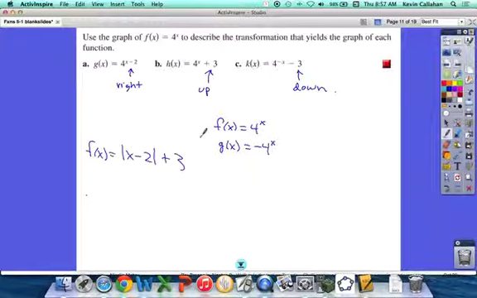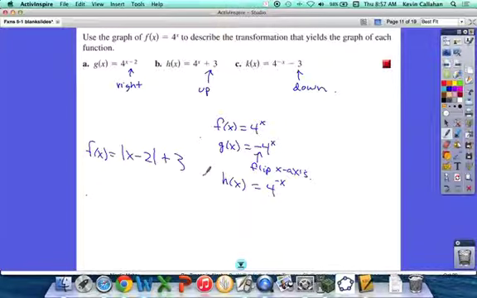It flips it to the other side of the x-axis, right? It's what the book calls a reflection in the x-axis. Flip over the x-axis, right? Makes it go down instead. Okay, but when you put a negative in front of the variable, in this case in the exponent, that's the flip which is across the y-axis.